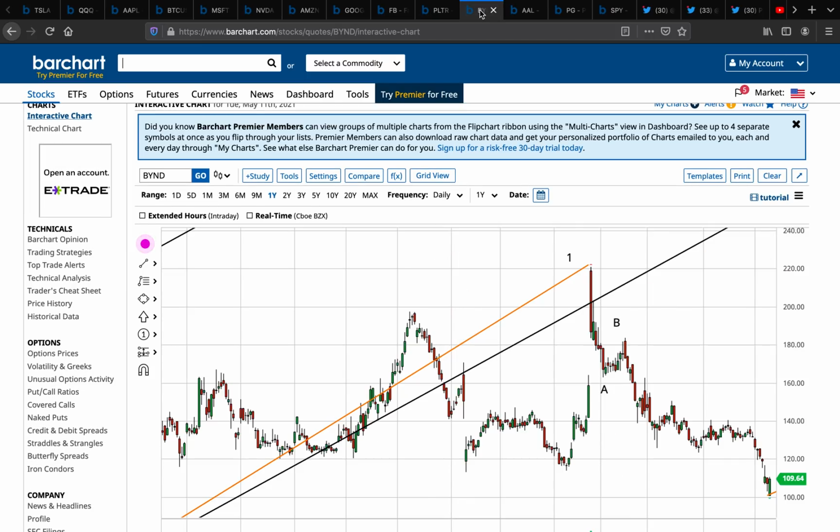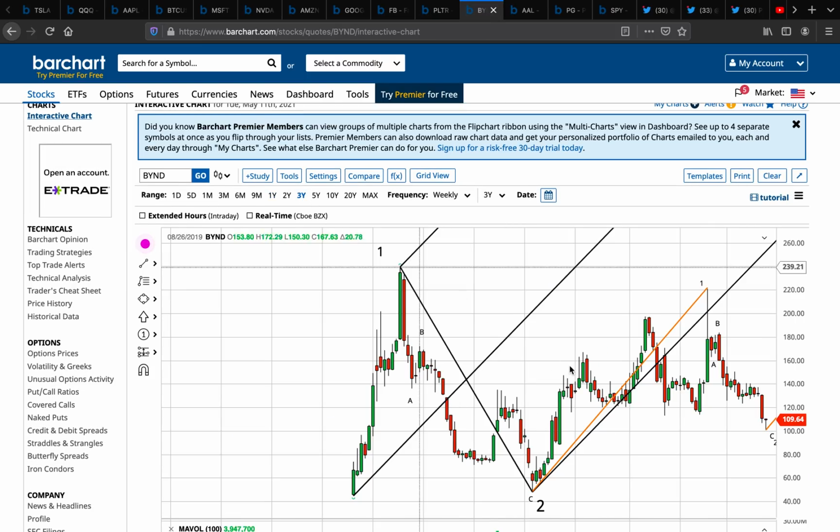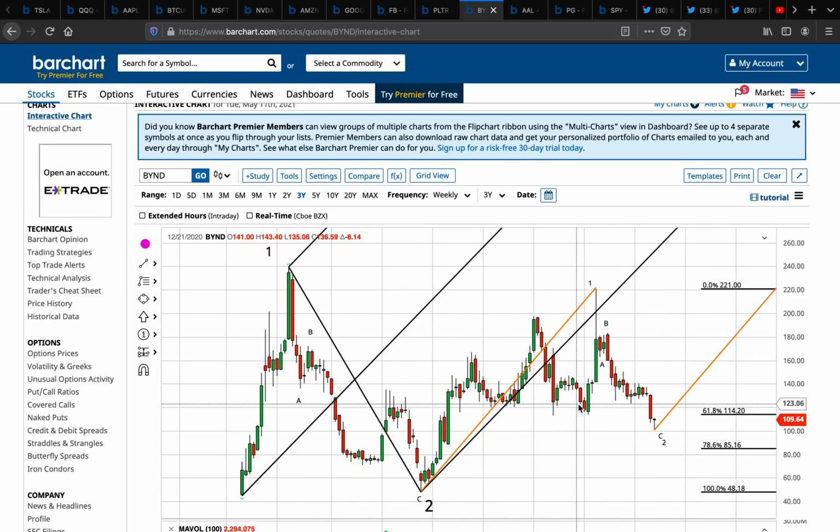Now, Beyond Meat, we talked about Beyond Meat twice this year. The first time we talked about Beyond Meat was right here. It went on a huge short squeeze. It was right off the bar chart straddle screener. I tried it again, and it broke below this low.